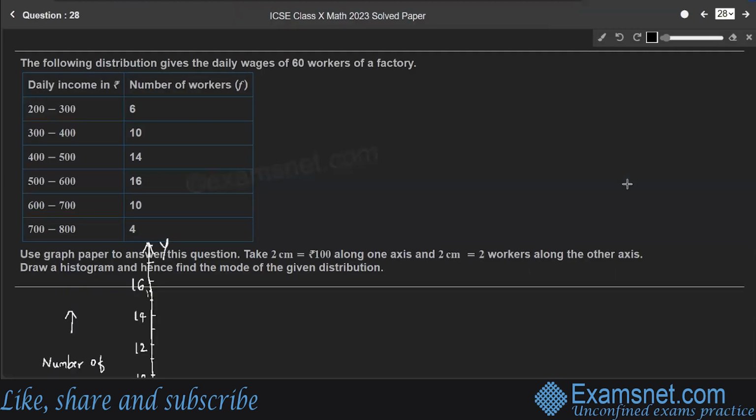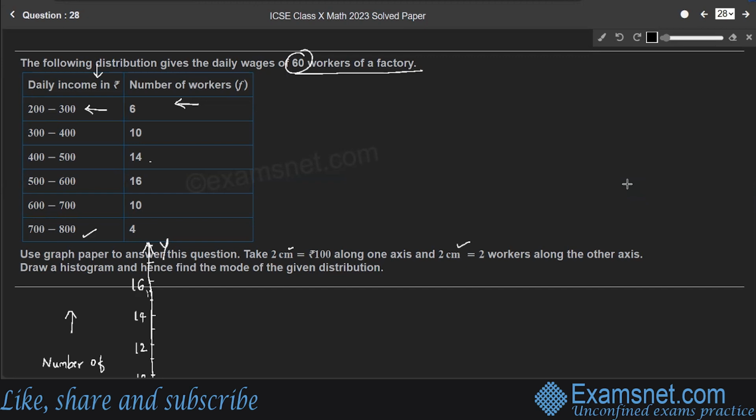Question 28. The following distribution gives the daily wages of 60 workers of a factory. So here daily wages are given. The ranges of daily wages are given 200 to 300, 300 to 400, up to 700 to 800. And the number of workers getting wages in that particular range are given 6, 10, 14, 16, 10 and 4. Totally there are 60 workers in the factory. Here the question is, use graph paper to answer this question. Take 2 centimeter is equal to 100 rupees along one axis, 2 centimeter is equal to 2 workers along the other axis. Draw a histogram and hence find the mode of the given distribution.